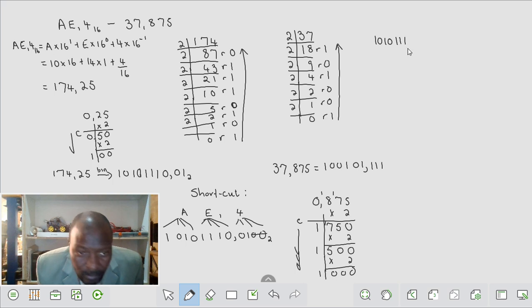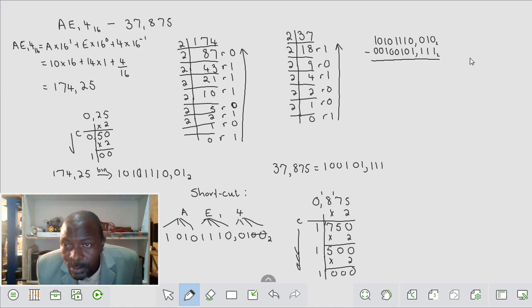1 1 1 0 comma 0 1, and what do we subtract? We subtract 246, so it's here, it's 1 0 0 1 0 1 comma 1 1 1. First things first, we balance up the digits. Okay, we are subtracting that one there.